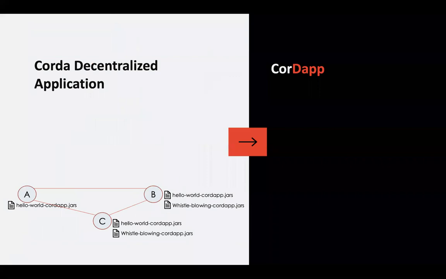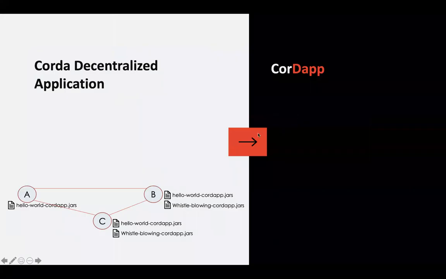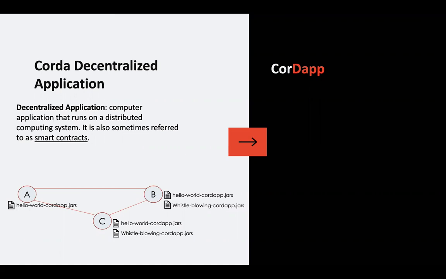So the first thing I want to talk to you guys about is what actually is a CorDapp, right? So let me actually stop the music. It's kind of distracting me now too. So what actually is a CorDapp is the first thing. We say this term CorDapp, it really means Corda decentralized application, which basically means it's an app that runs on a distributed system.